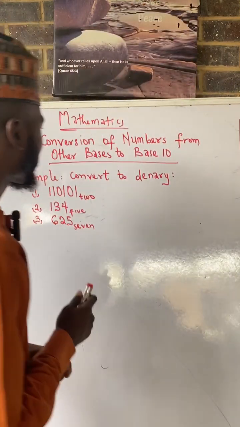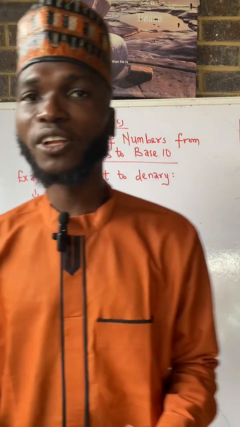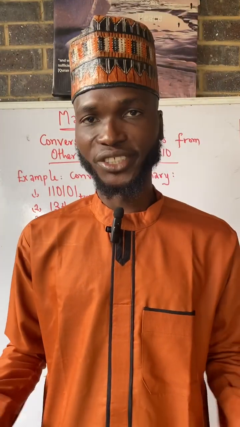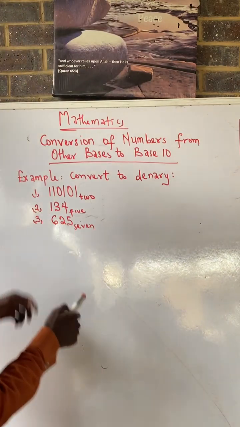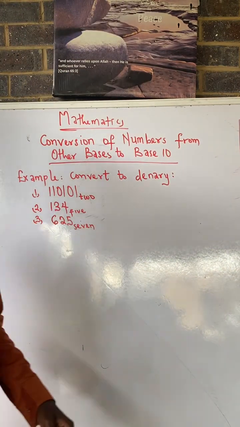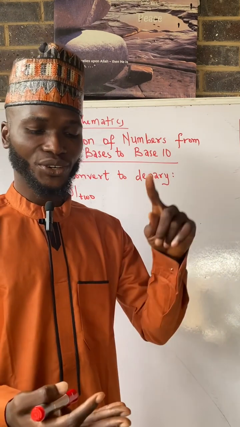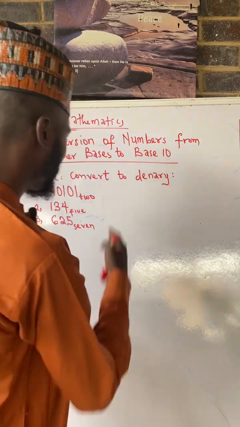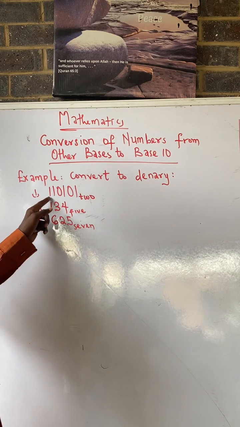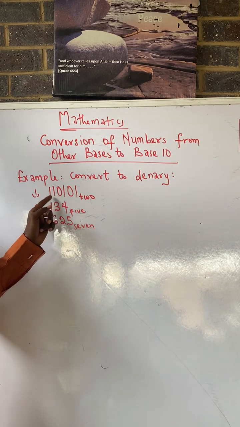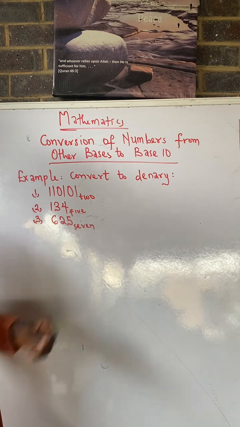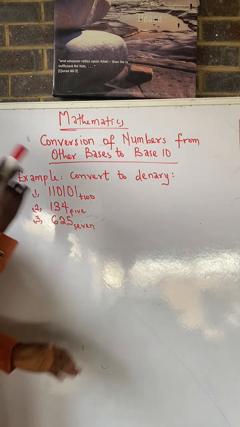Let's go there. Now, I will use the usual method that everybody uses. Let's use that first. Let's look at this. Convert to denary. Denary is another name for base 10. It's either you call it base 10 or denary or decimal. So we have the numbers 110101 base 2, and the second one is there and the third one is there.